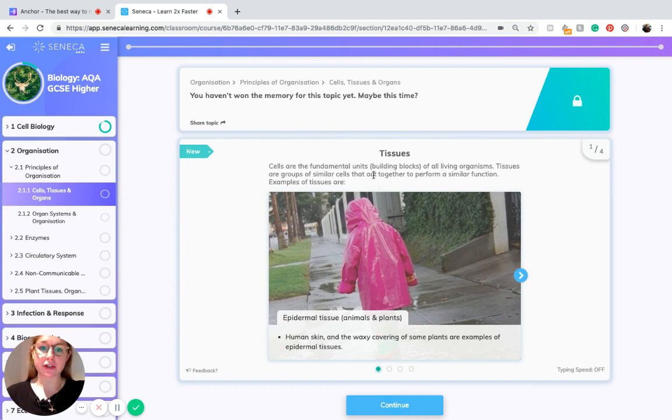Cells are the fundamental units or building blocks of all living organisms. Tissues are groups of similar cells that act together to perform a similar function. Examples of tissues are epidermal tissue, which is found in animals and plants. For example, human skin and the waxy covering of some plants. These are epidermal tissues.